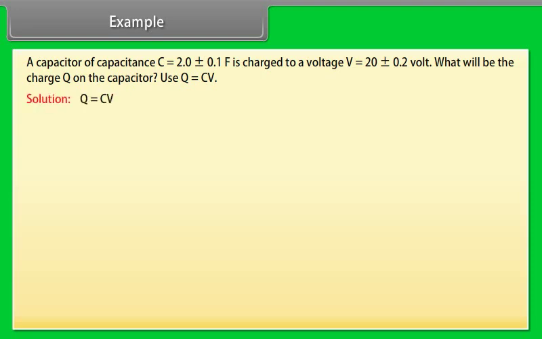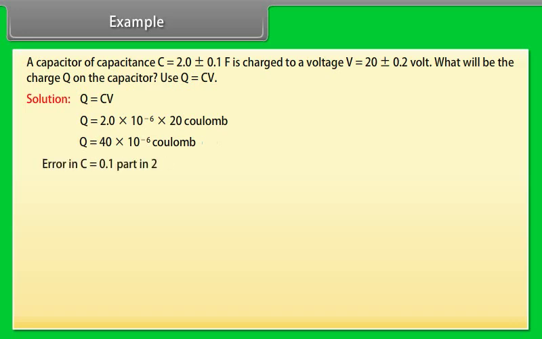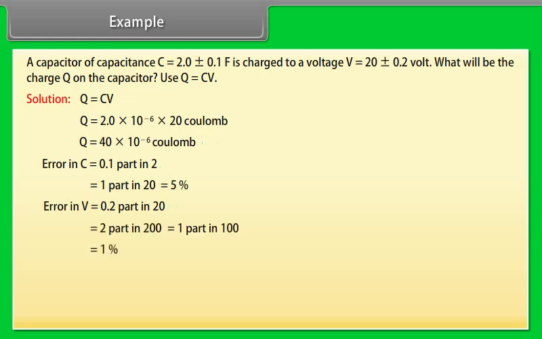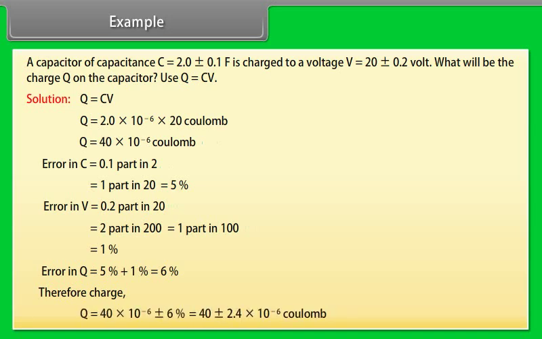Q is equal to CV. On calculating, we get Q equal to 40 × 10^-6 coulomb. Error in C is 0.1 part in 2, which is 5%. Error in V is 0.2 part in 20, which is 1%. Error in Q is 5% plus 1%, which is 6%. Therefore, charge Q is equal to 40 ± 2.4 × 10^-6 coulomb.